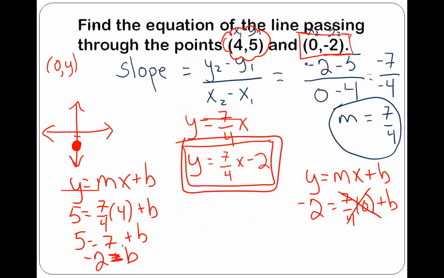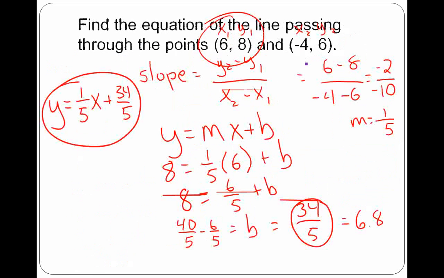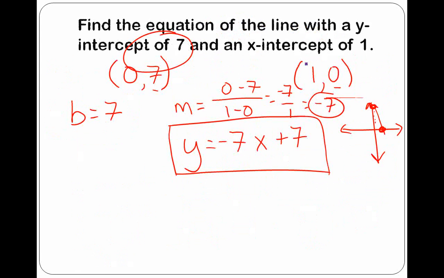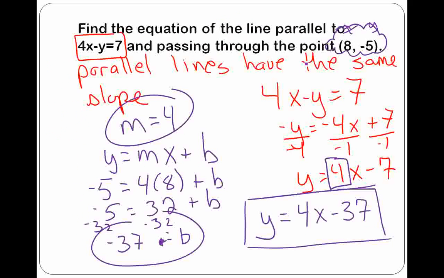2 points means that we need to find the slope using the slope formula first and then pick a point. Same thing here, find the slope first and then pick a point. And here, convert to ordered pairs. Take the intercepts and convert to ordered pairs, then go through that process again. And finally, if we're parallel to a line, that means that we are going to have the same slope as that line, so we get the slope from the line and then use the point.